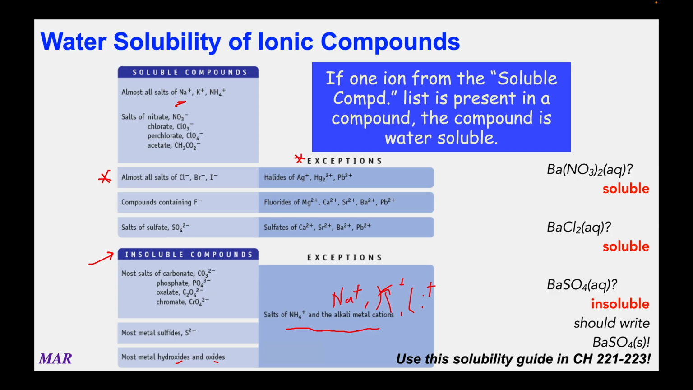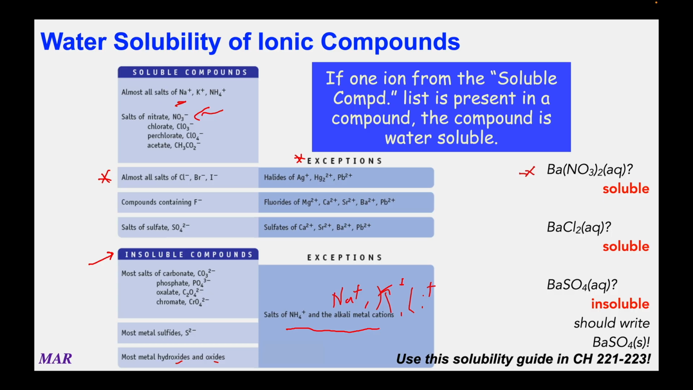On the right-hand side, I have kind of an example. I'd like you to tell me if these barium compounds are soluble or insoluble. The first one is barium nitrate. Well, nitrate, as you can see, is one of the ones always soluble, and there are no exceptions to that. So anything with nitrate should be aq. It's going to be soluble. So Ba(NO3)2 aq would be the right way to write it.